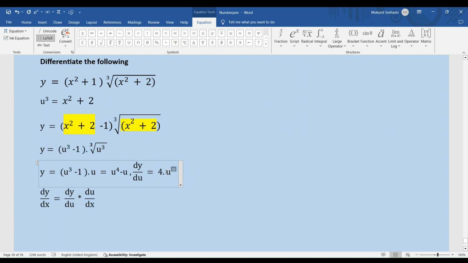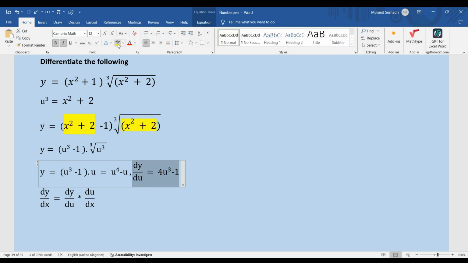4 times u cube minus 1 is my dy by du. So let's highlight it. So it is 4u cube minus 1, right? Let me highlight it using yellow and then also mark my dy by du as yellow, right? And then let's go to our du by dx, where it gets a little different from some of the problems we have solved in the past.